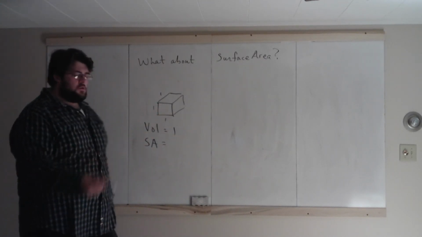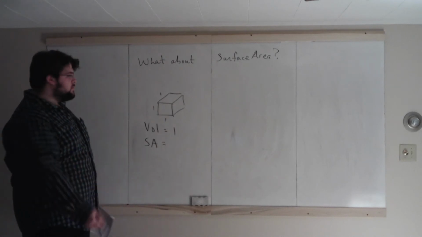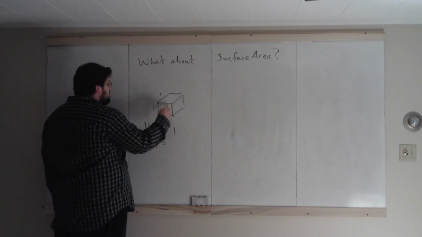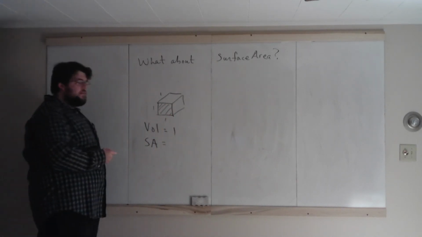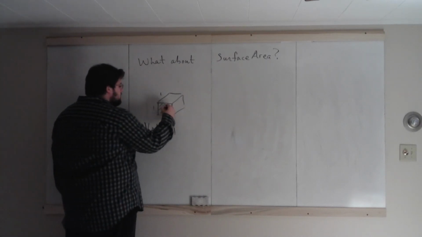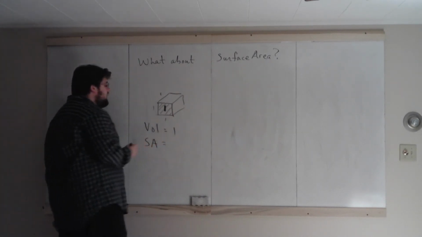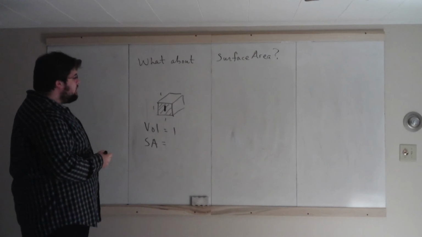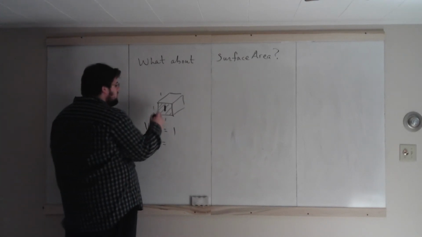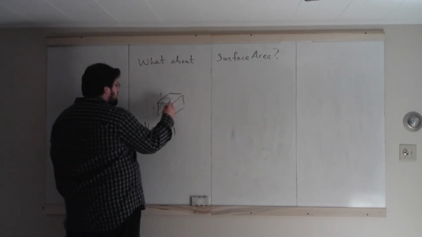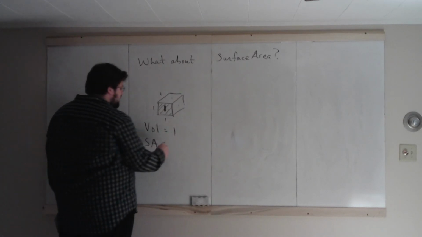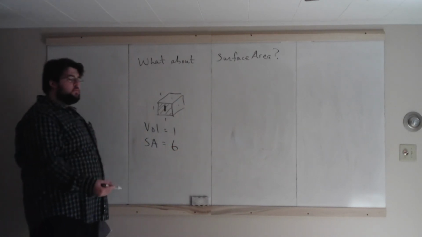Well, what is a cube? A cube has 6 surfaces. There's this side, and then there are 5 others. But all of the sides, we need to find the area of each side, and then add them all together. The area of each side is 1, because each side is a 1 by 1. So the surface area is 6 times 1.